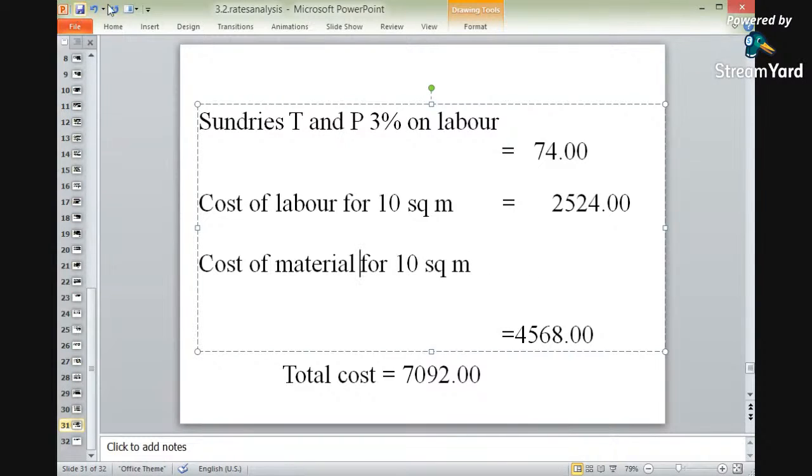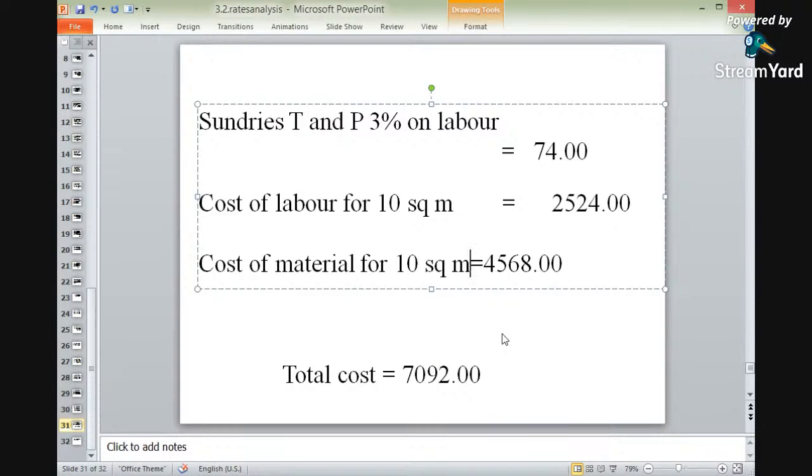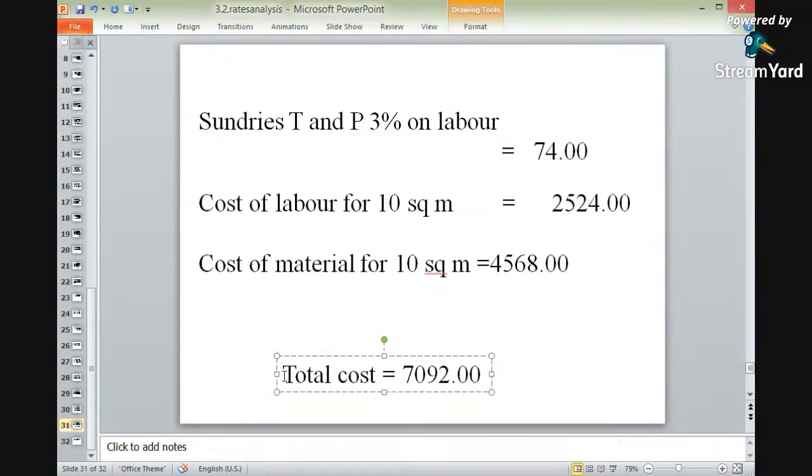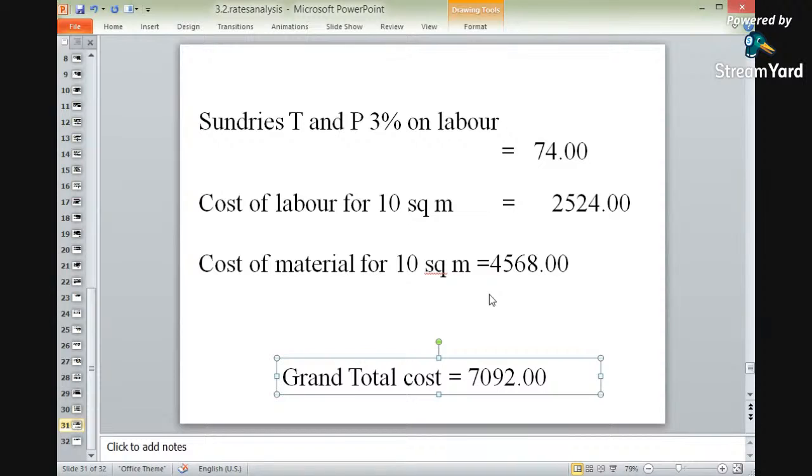The material cost in this case is 4568. So this addition comes to 7092, which is nothing but the grand total cost. So the grand total cost, including the cost of labors as well as materials, comes to 7092.